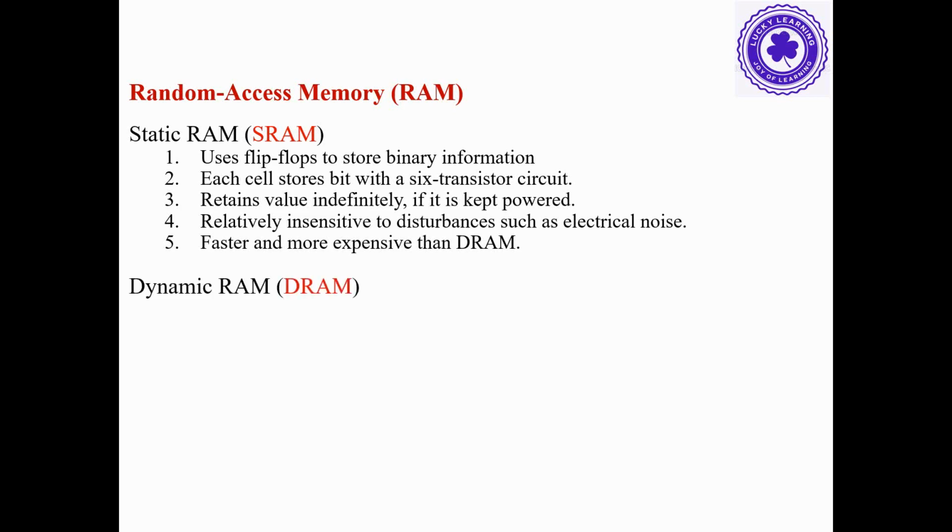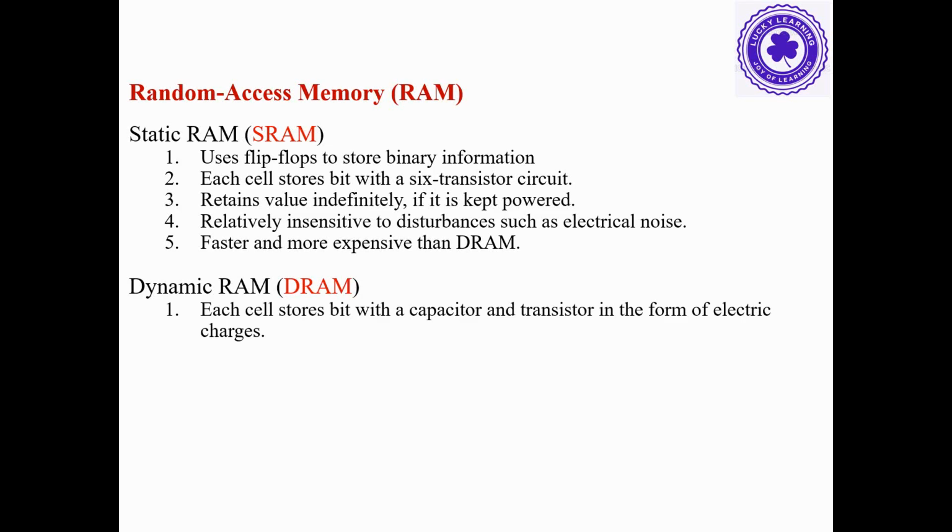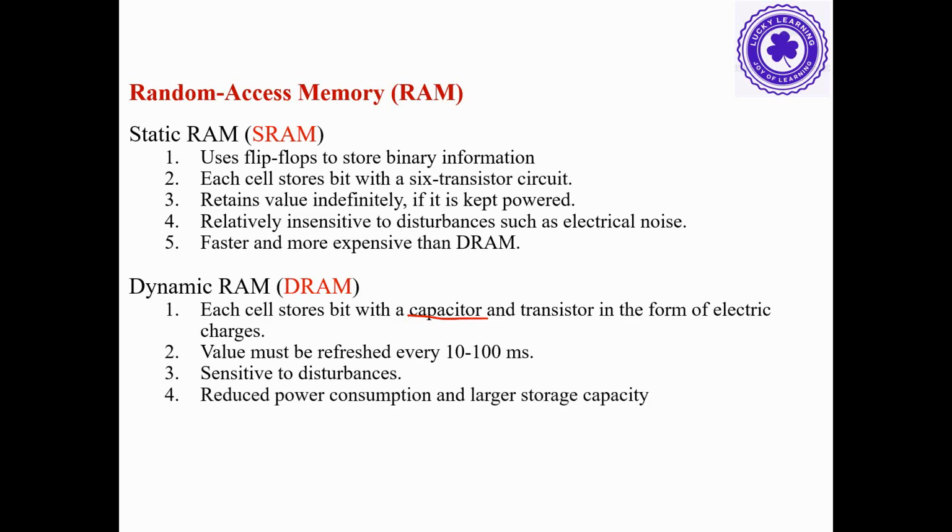Now what is DRAM? In DRAM, each cell stores a bit with a capacitor and transistors in the form of electrical charges. The value must be refreshed every 10 to 100 milliseconds. Otherwise, it is going to be discharged, and it means the data is going to be lost. It is sensitive to disturbances, meaning if any electrical noise is there, it is going to be discharged and the data is going to be changed. It uses reduced power consumption and has larger storage capacity. It is slower but cheaper than static RAM. That's why we use dynamic RAM.